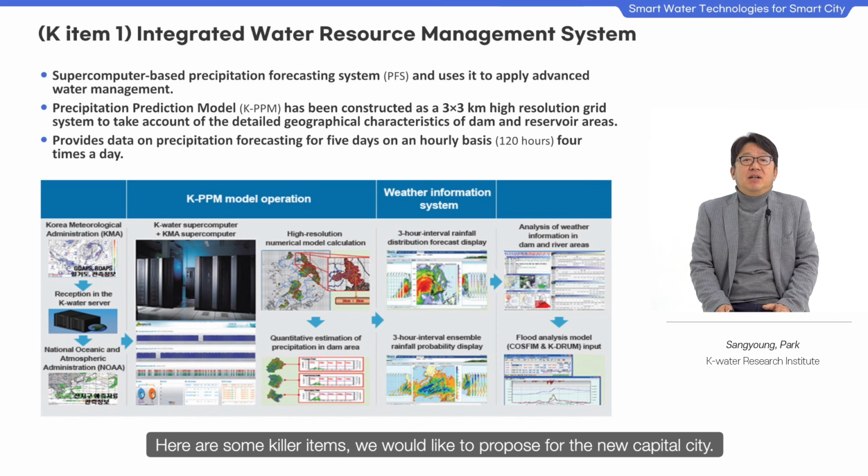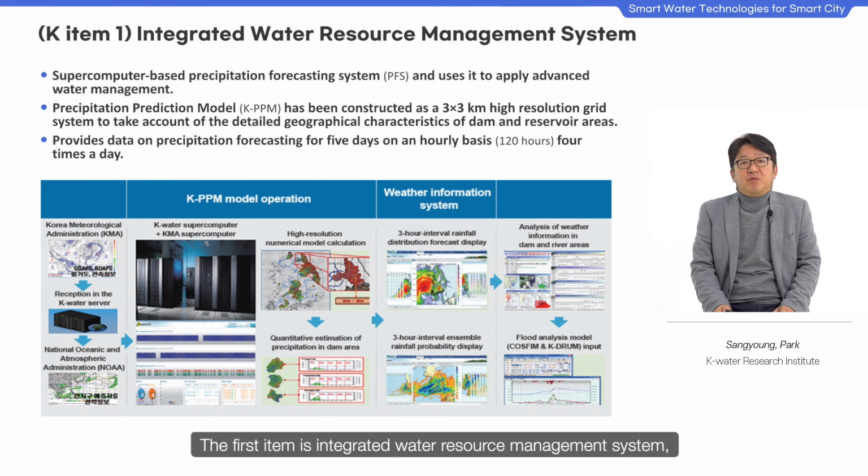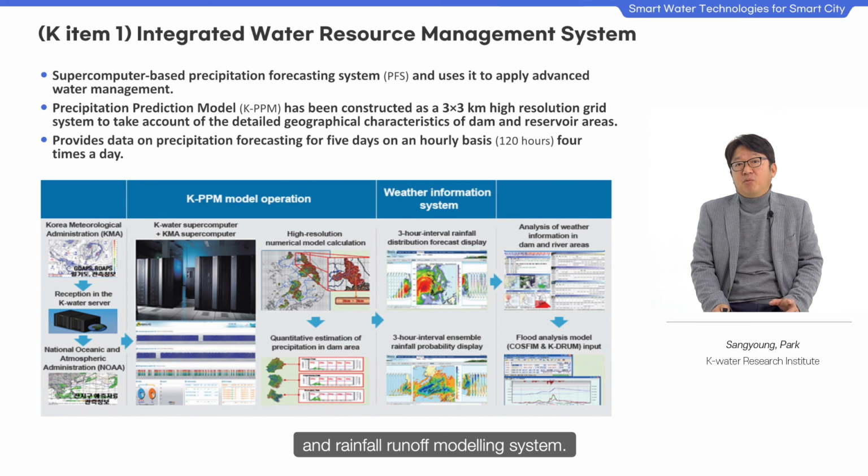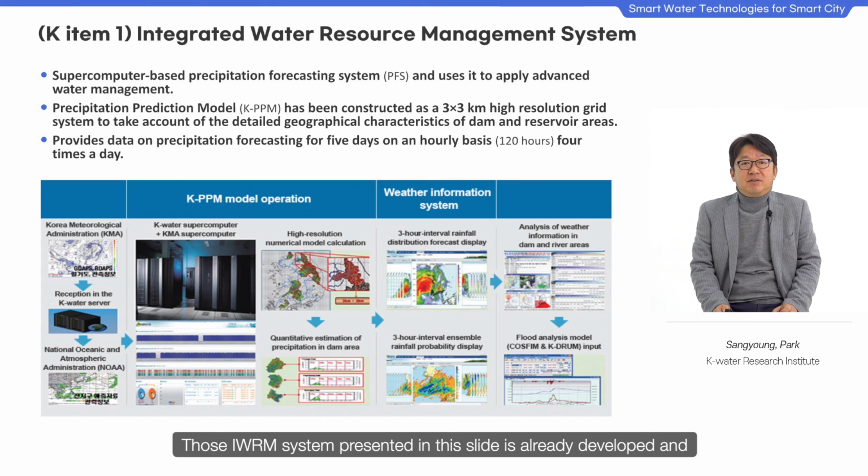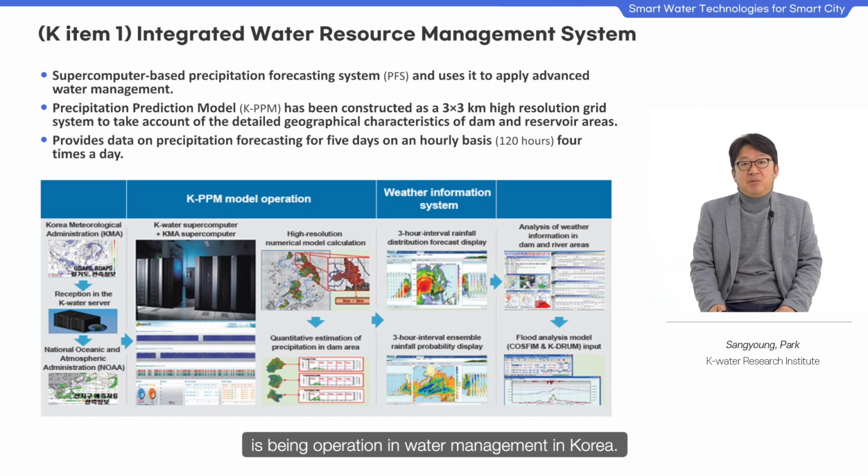Here are some killer items or Korean items we would like to propose for the new capital city. The first item is the integrated water resources management system, which is based on the integration of precipitation forecasting system and rainfall runoff modeling system. The system presented in this slide is already developed and is being operated in water management in Korea.